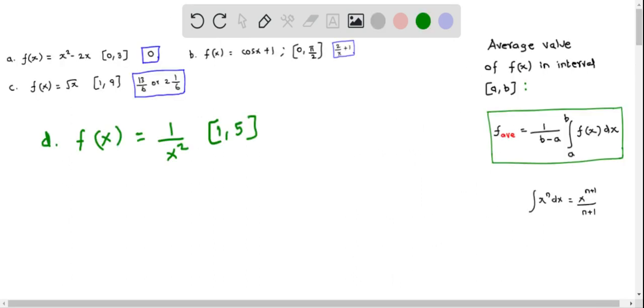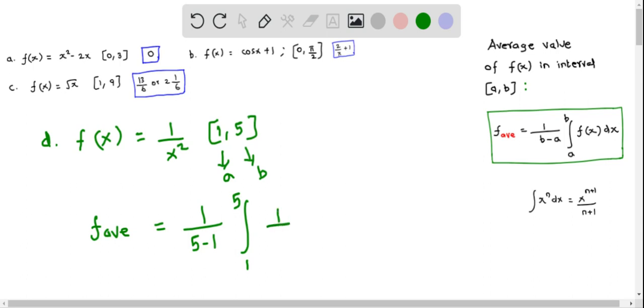In part D, we have f of x equals 1 over x squared defined in the interval 1 comma 5. So here a equals 1 and b equals 5. So let's determine the average value of this function. f average equals 1 over b minus a, that is 5 minus 1, integral from 1 to 5 of f of x dx, that is 1 over x squared dx.